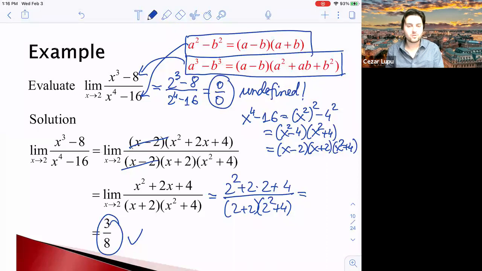But you see, the trick was to use these two identities. It was a little bit tricky, but I'm sure you got it. Do you have any questions regarding this example? Is it clear for everybody? Okay, there are no questions. I suspect that this is clear.